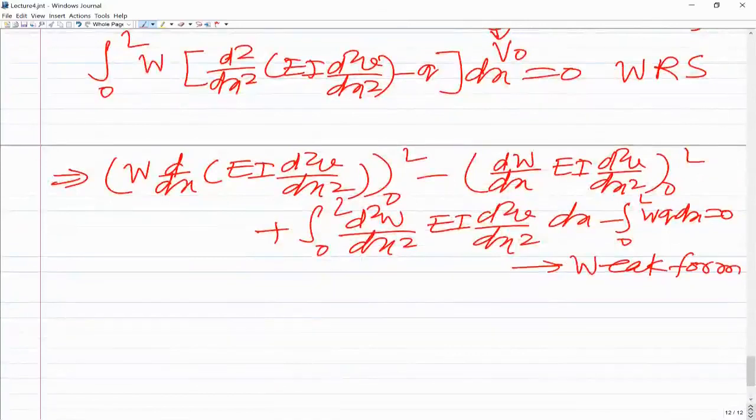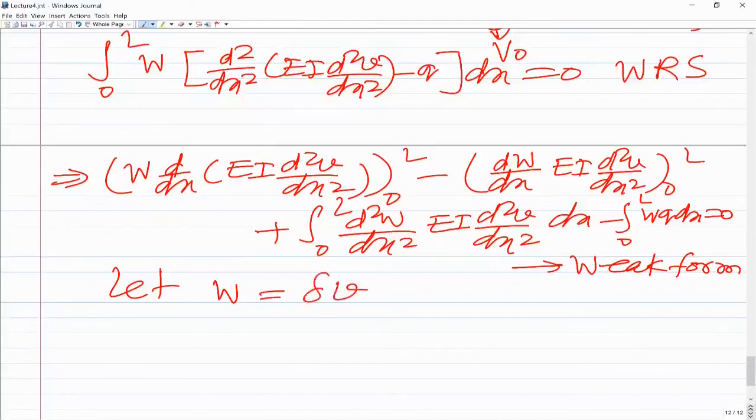Now, what do we want? We want to find out the integral functional for this problem. So again, what we do is we take the weight function as delta v, the variation in v, the unknown displacement. The unknown variable is the deflection v, so the weight function w is taken as delta v. Depending on the problem, we take delta v.